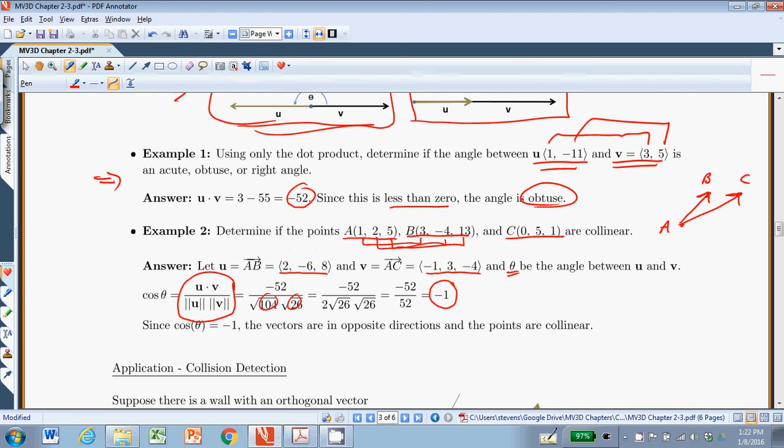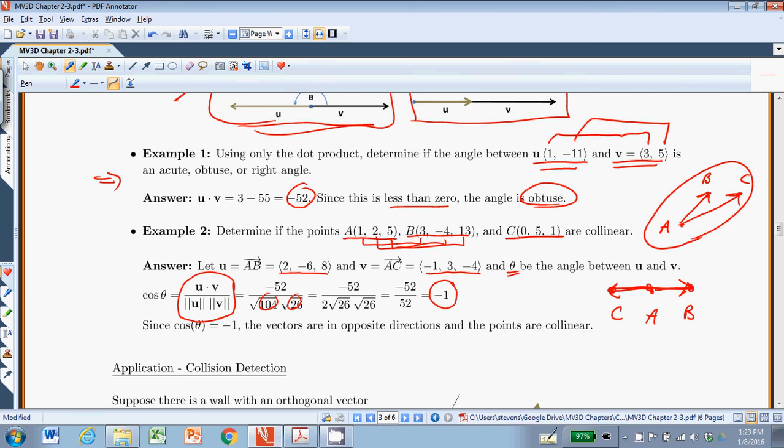Because that's -1, I know that my points actually don't look like this. They look like this: A, B, C. Actually, if you look at it, AB and AC point in opposite directions, but they are in the same line.